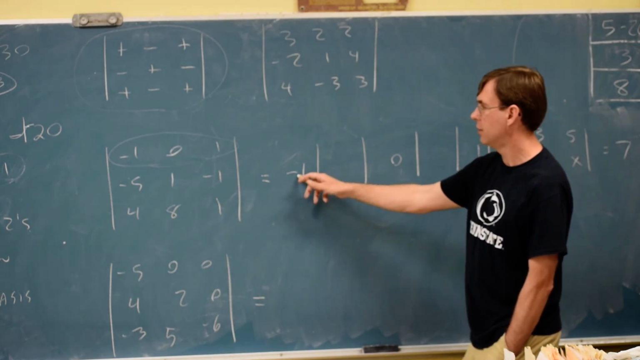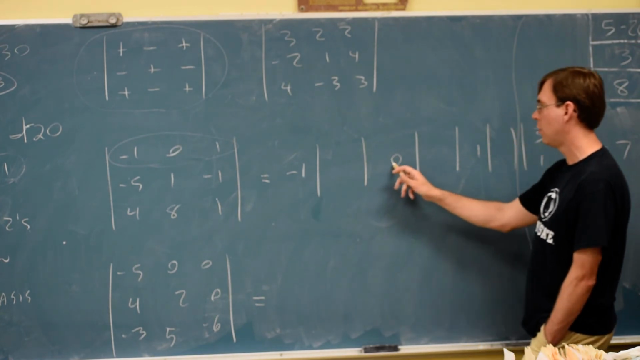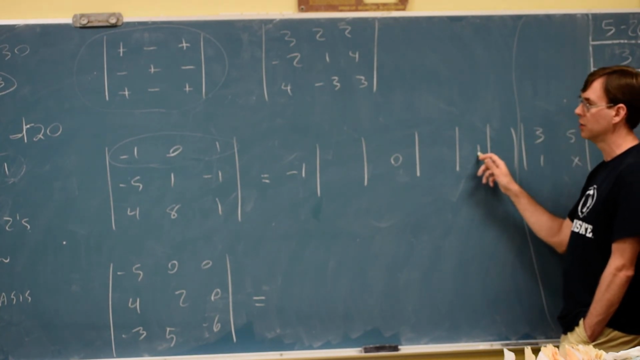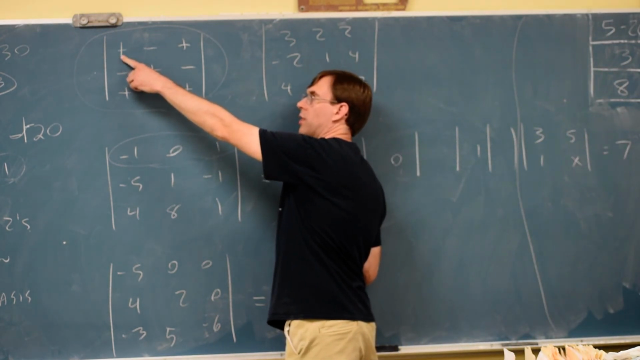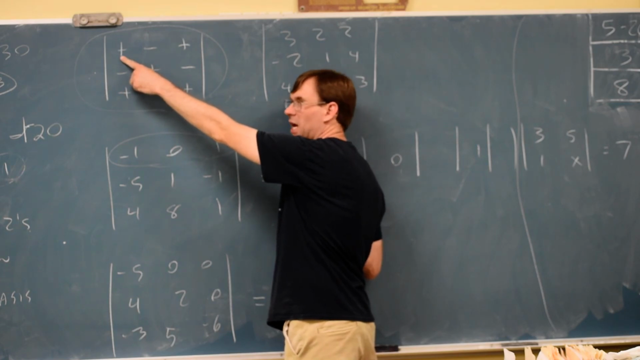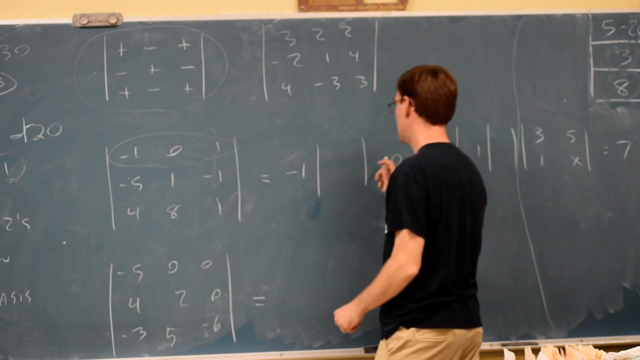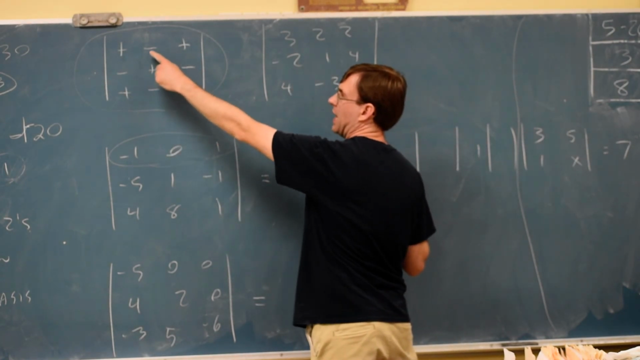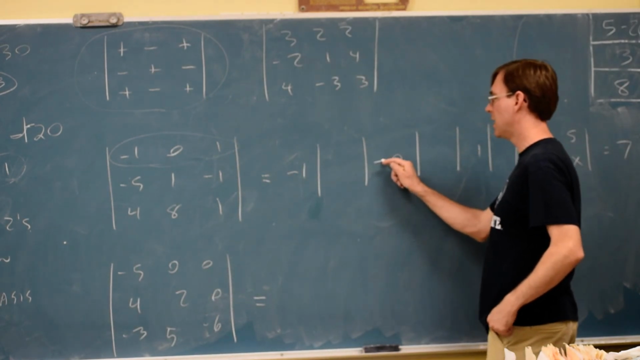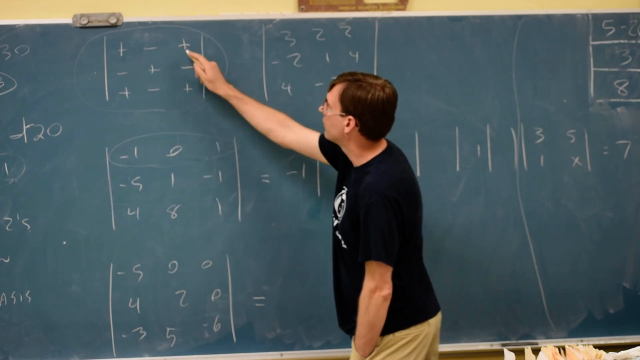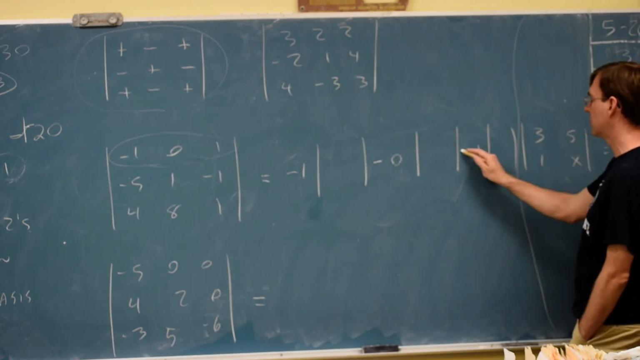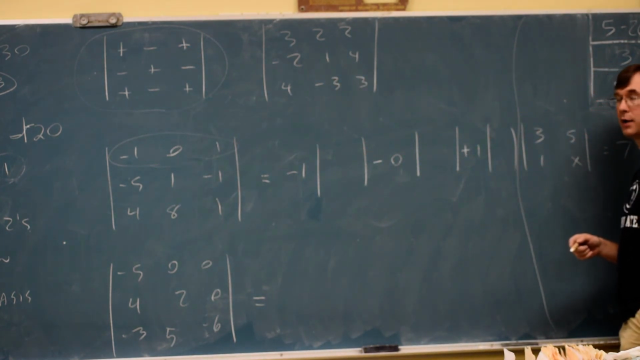-1 is going to own a space, 0 will own a space, 1 will own a space. -1 is in the position that I titled with a plus. The plus means keep the sign the way it is. The 0 came from the position that has a minus. That means we'd have to subtract the result of this. The 1 came from a position with a plus, so that means I'm going to add that on, keeping its sign.